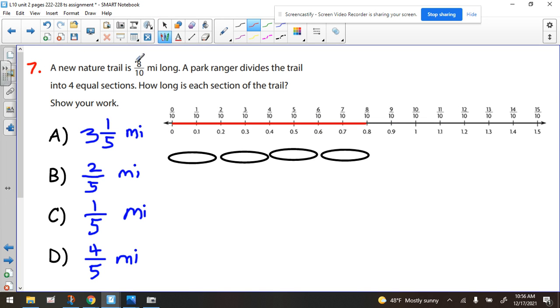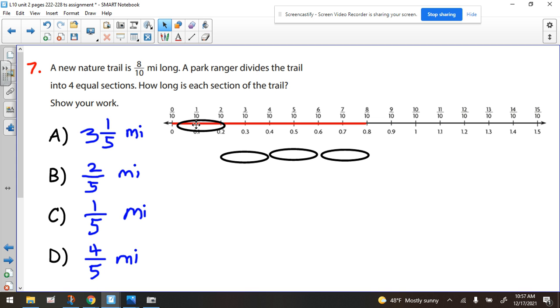A new nature trail is 8/10 miles long. A park ranger divides the trail into 4 equal sections. How long is each section of the trail? Show your work. So let's visualize the trail as 8/10, and we're going to break this up into 4 sections.